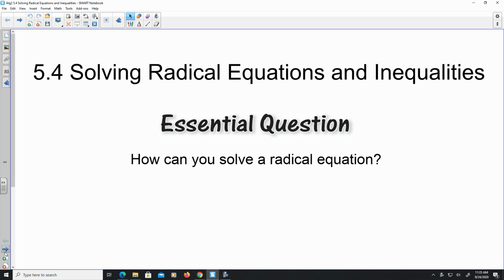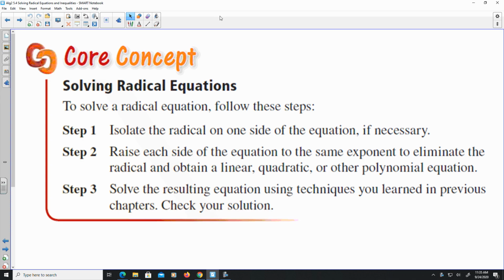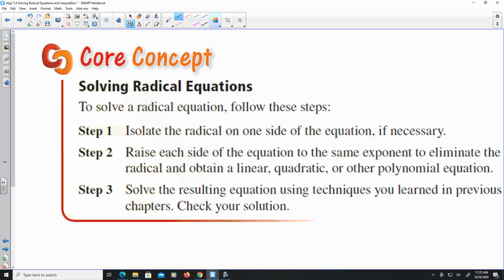In order to do that, we must be able to isolate our radical to one side of the equation if necessary. There may be some instances where you can't, and you just have to raise the power to the appropriate side to eliminate that root. But for the most part, as long as you just have one root value, isolating shouldn't be so bad.